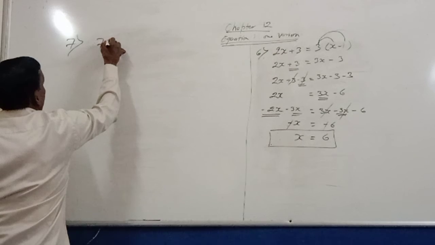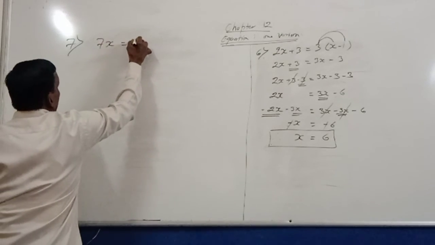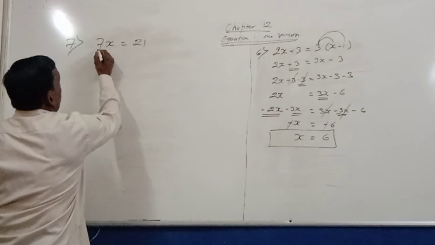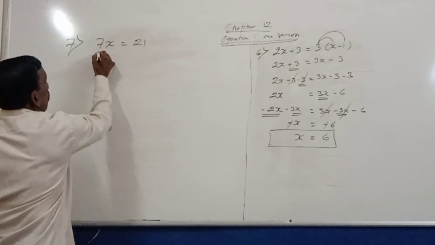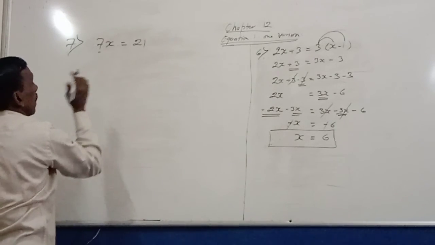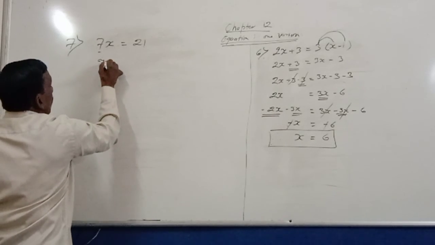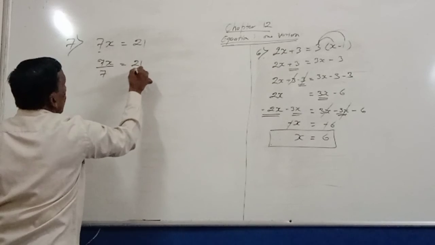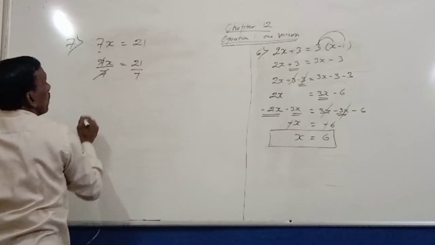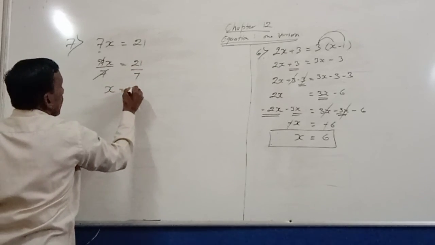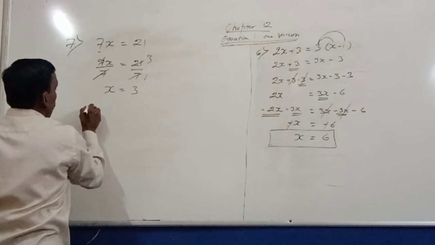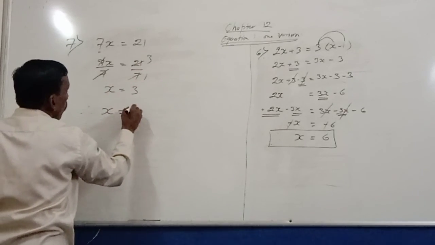7x is equal to 21. Last one. 7x is equal to 21. So what do we have to do here? I will first remove this 7 from here. How will we remove it? It is multiplication here, so we divide here. Same like this: 7 sevens cancel. So what is the answer? 7 threes are 21. Therefore x is equal to 3. So we get the answer x is equal to 3.